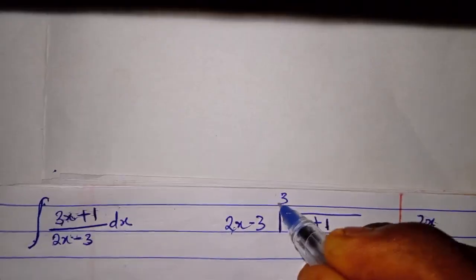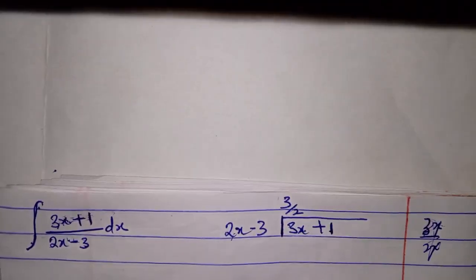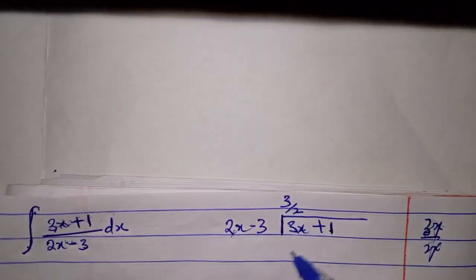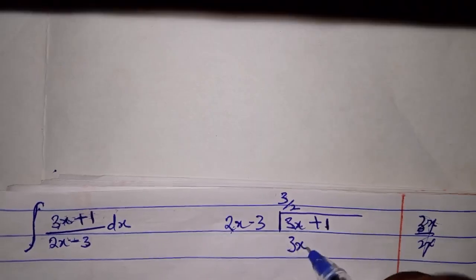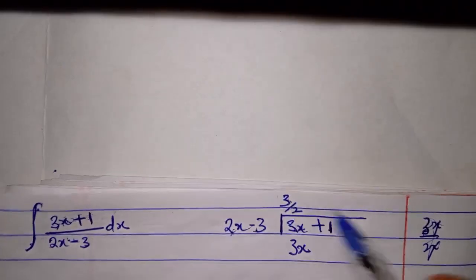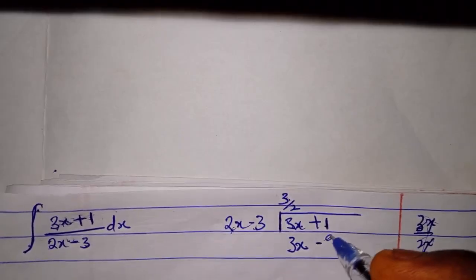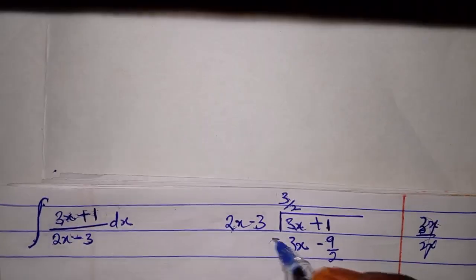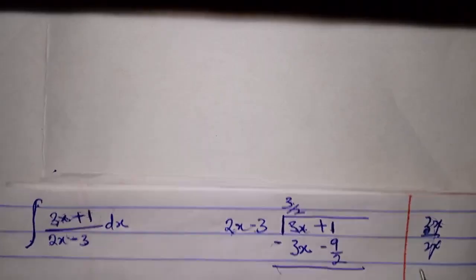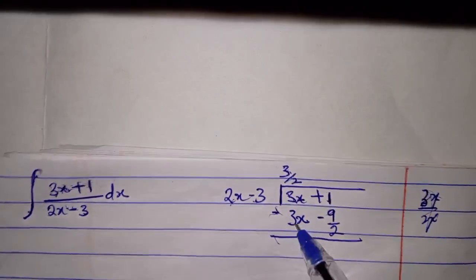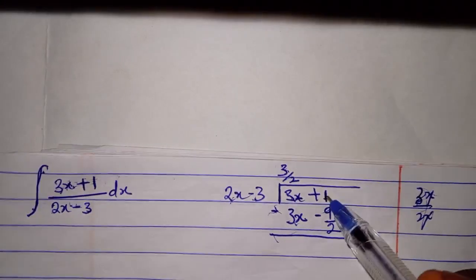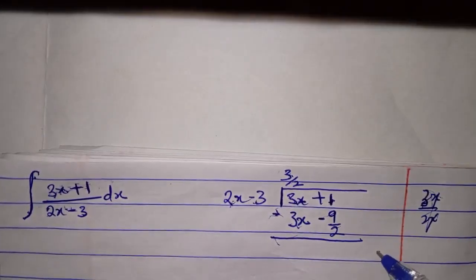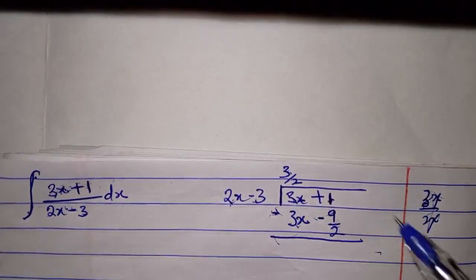3 over 2, that will be here. 2x times 3 over 2, that will still give us the 3x. Minus 3 times 3 over 2, that's minus 9 all over 2. I'll subtract. Alright. 3x minus 3x is 0. 1 minus 9 over 2. That's 1 plus 9 over 2 because minus is a plus.